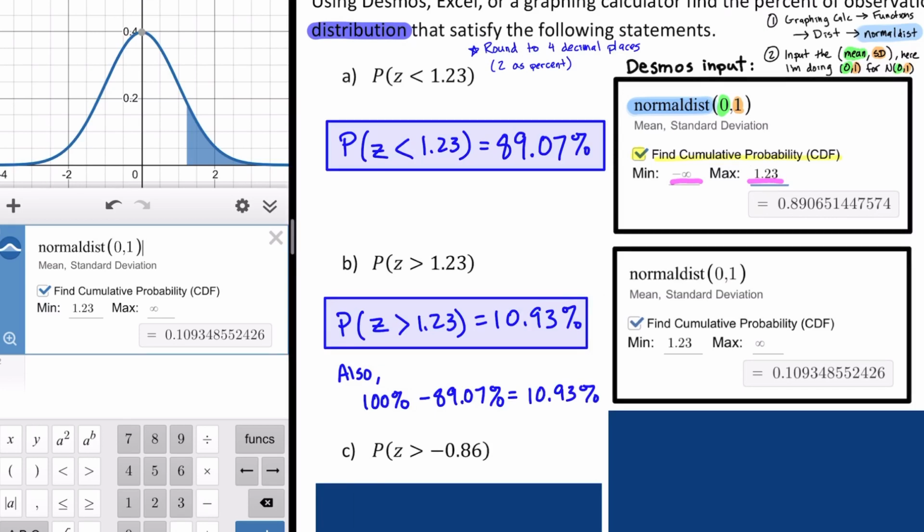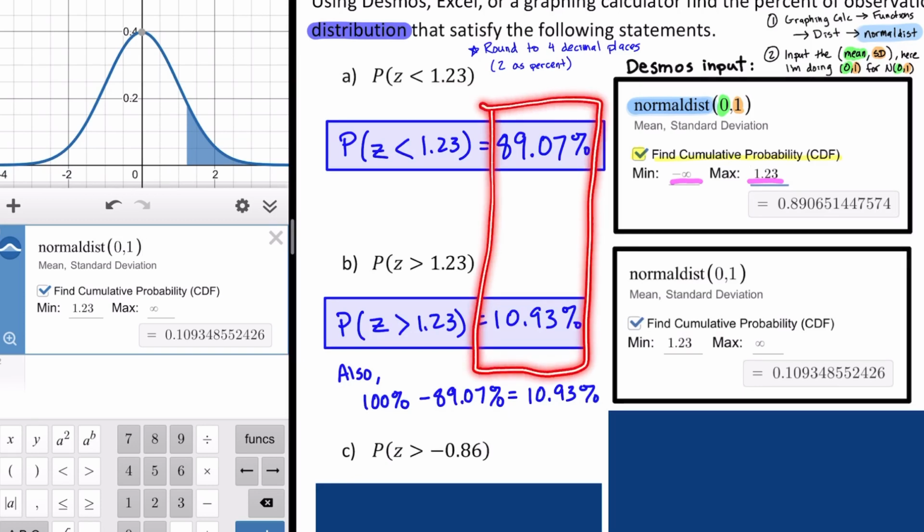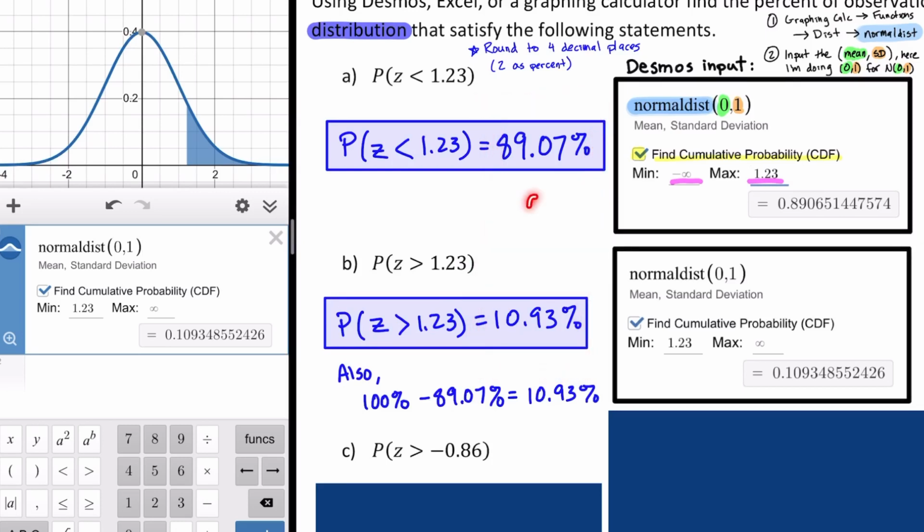But I want you to notice something about these two numbers. In terms of probability, they are complements to each other. They both add up to 100%. That's because, remember, the entire area under the normal model adds up to 1 or 100%. So if I find the area less than a location, and I compare that to the area greater than that same location, those collectively should add to 1. So I should be able to also have just found the answer by doing 100% minus what I got earlier, and then I would get the same answer of 10.93%.